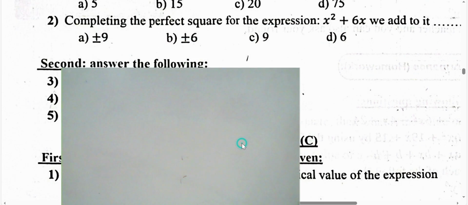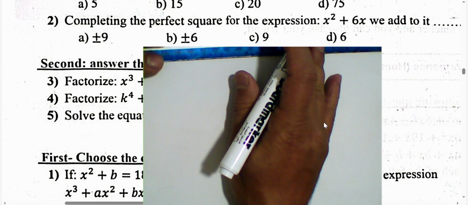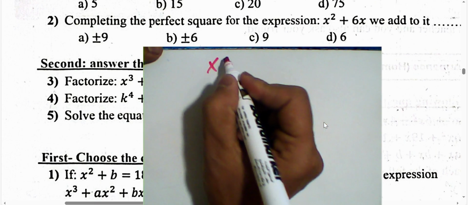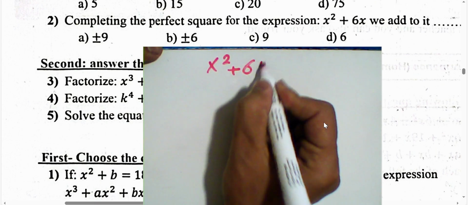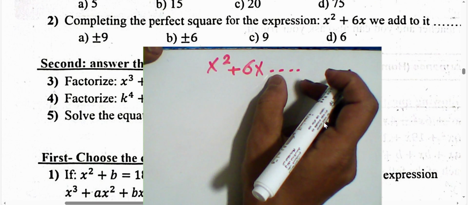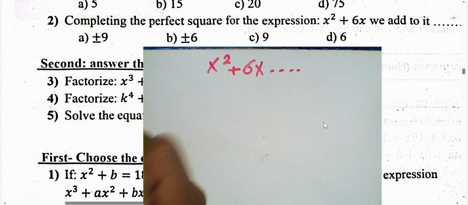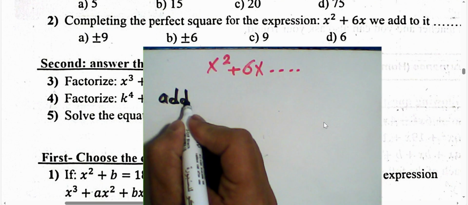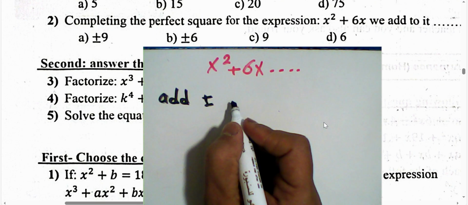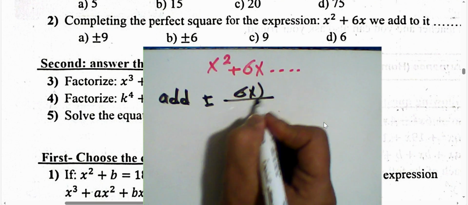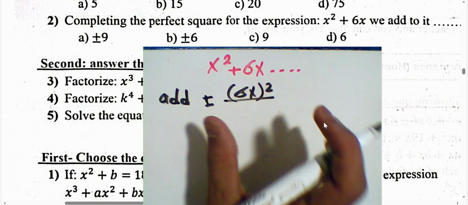Next question, number 2. Complete the square for the expression x power 2 plus 6x. We add to x power 2 plus 6x. We have here a third term. We don't know the third term here. To convert this expression to a perfect square, you must find the third term. In this example, write add positive or negative the middle power 2, you must know the rule about this.